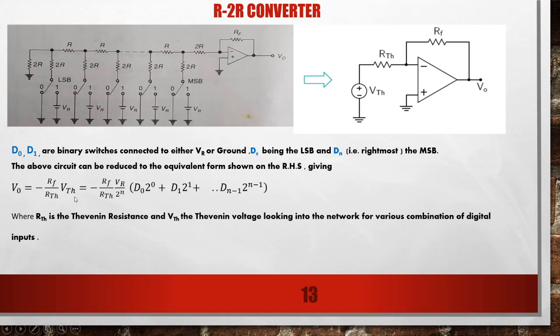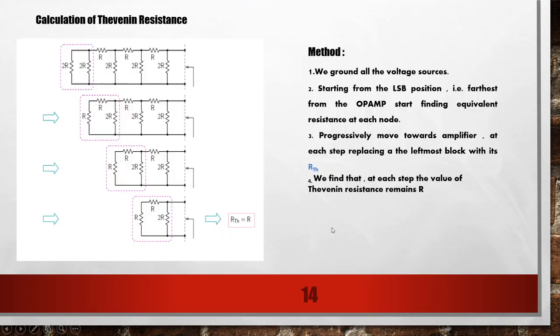Now we'll see that the expression will come to something like that. Say for this circuit it becomes minus RF by RTH into VTH. Now the VTH will have an expression of this form: RF VR by RTH into 1 by 2 to the N, and inside we have D0 2 to the 0, D1 2 to the 1. Again, this is similar to a binary to decimal conversion. Okay, now let's see how we get this expression.